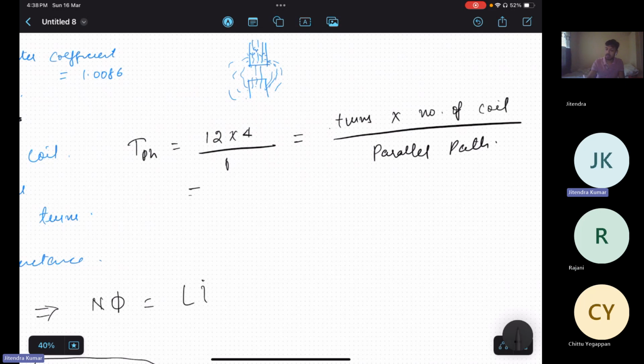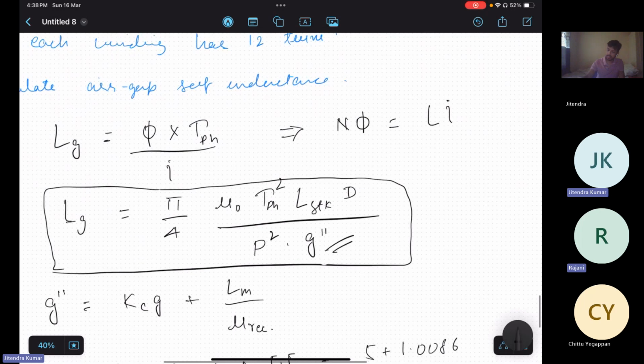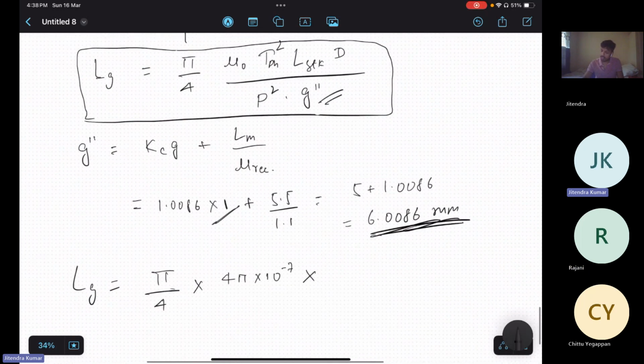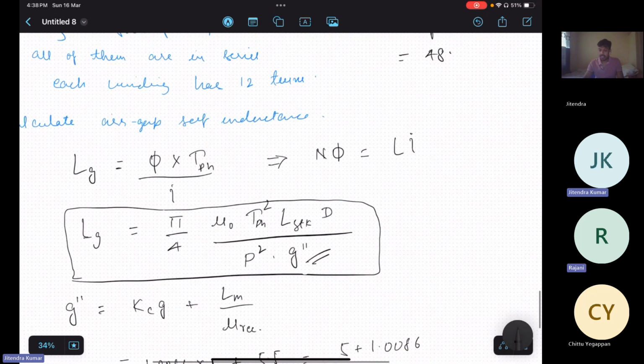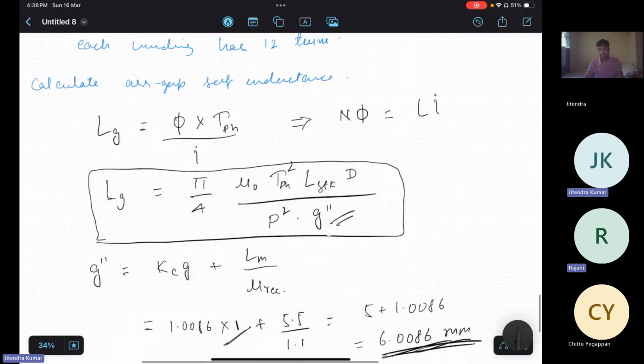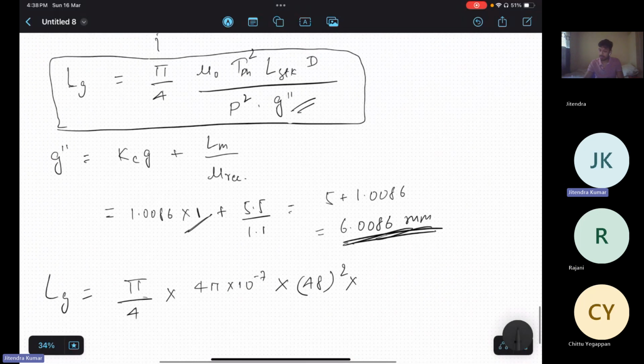So now the turns per phase will be 48, isn't it? So I'll plug in this 48 square. The stack length and diameter are given. The stack length is 50, the diameter is 51. So 50 into 51, 10 to the power minus 6. I'm considering both simultaneously.